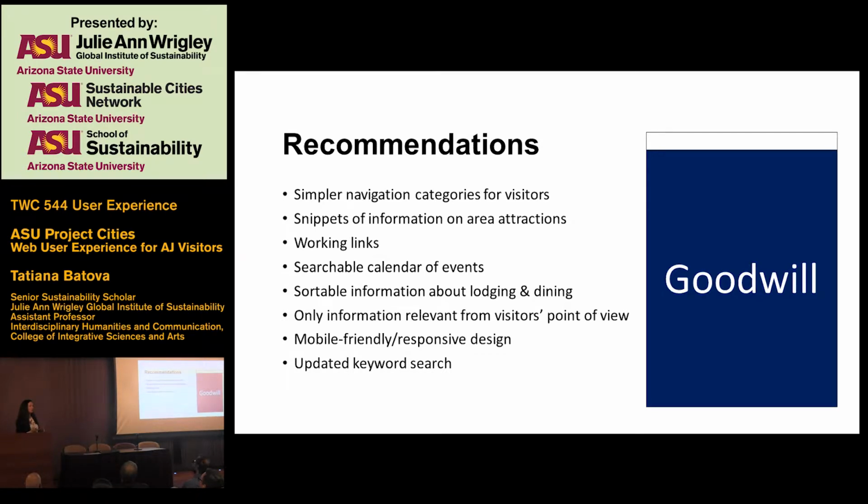Easily searchable calendar of events, especially for the winter season, so you know what's going on in the city and around the city for specific months, for specific categories of users. Sortable information about lodging and dining, where you would be able to look at, is it a fast food place? Is it appropriate for a family? Can I bring my dog with me? Right? Sort, sort, sort. Only information that's relevant from visitors' points of view.